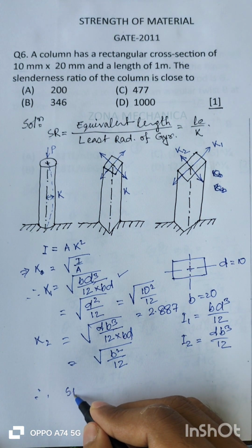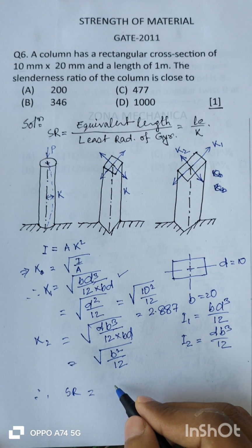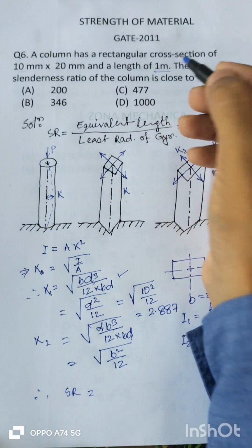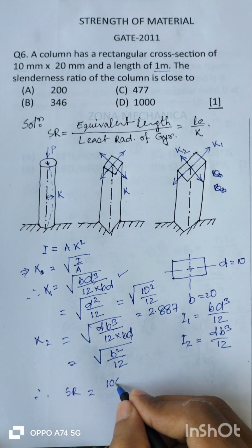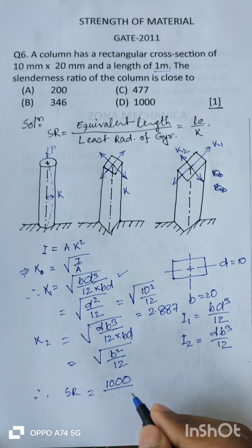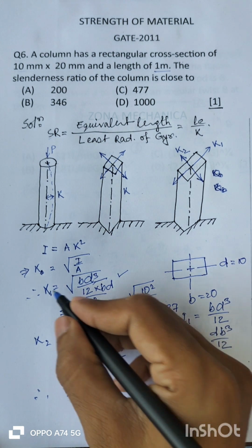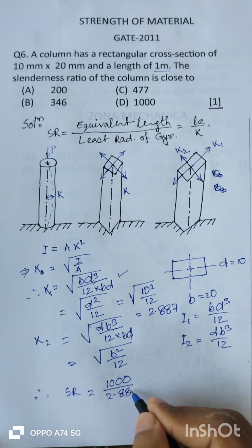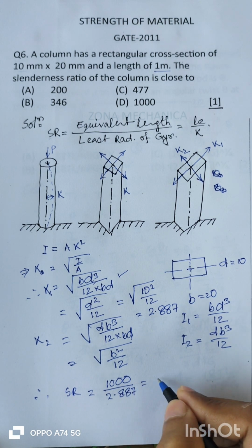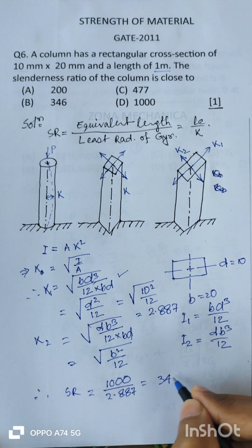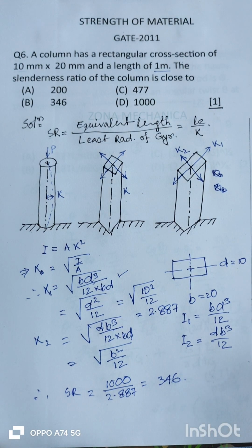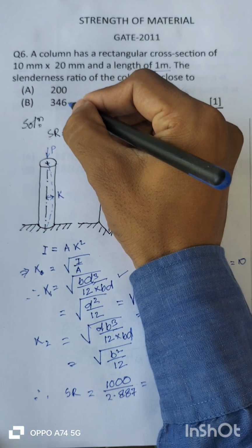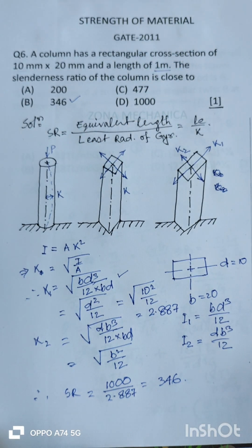Therefore slenderness ratio will be equivalent length, which is 1 meter, that is 1000 millimeter, by least radius of gyration, that is K1, 2.887, which is equal to 346. Clearly it's matching with option B, so option B is the correct answer.